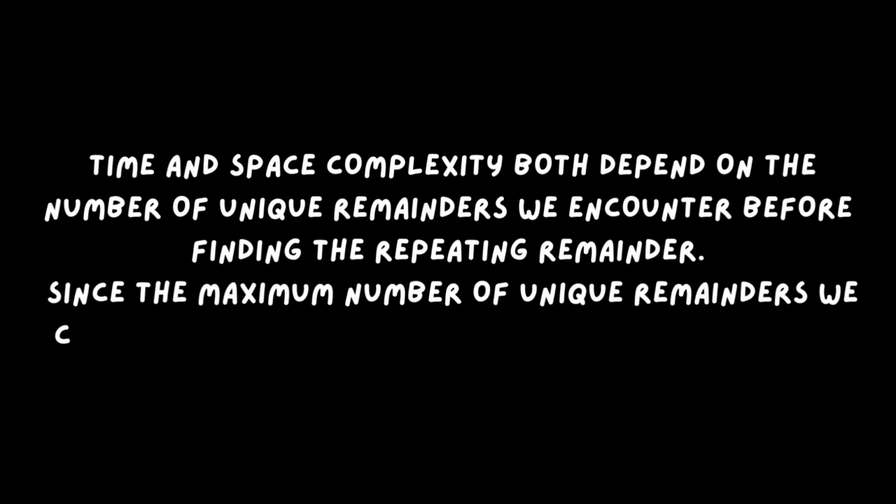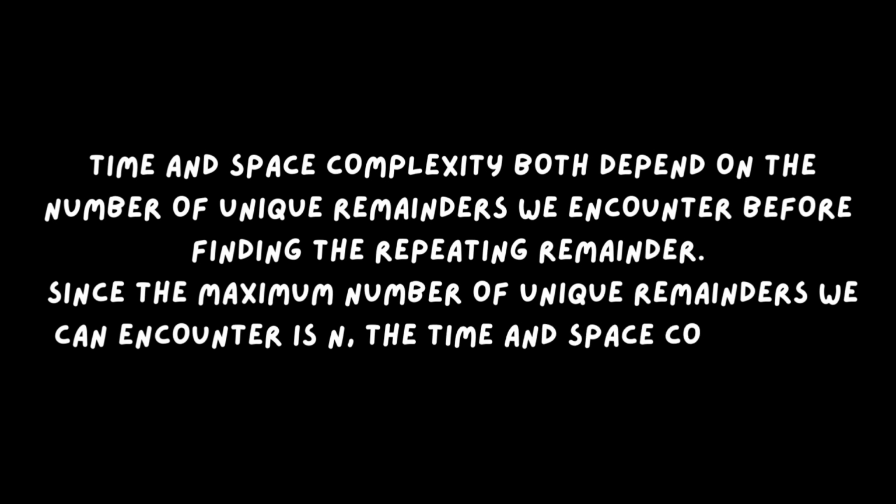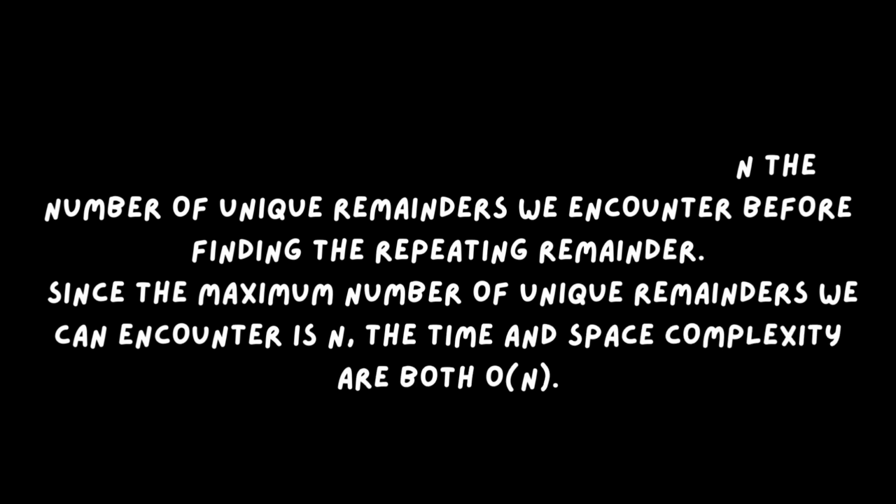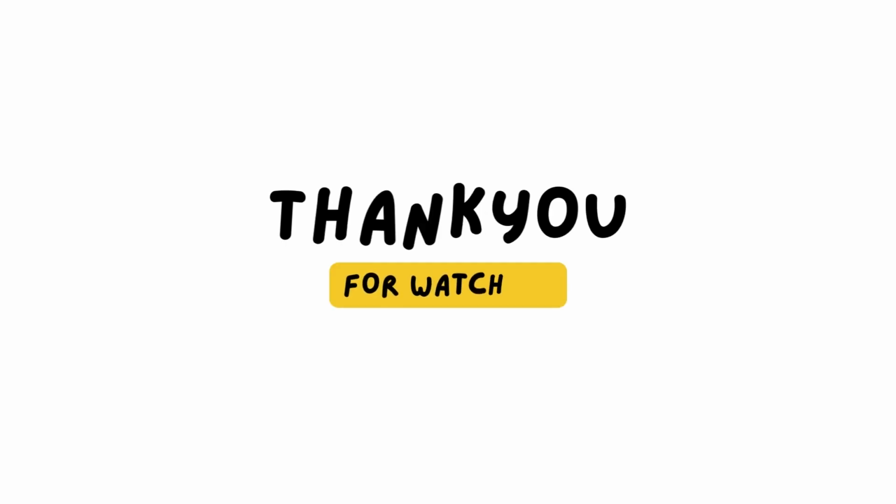So, the time and space complexity both depend on the number of unique remainders we encounter before finding the repeating remainder. Since the maximum number of unique remainders we can encounter is n, the time and space complexity are both big O(n).